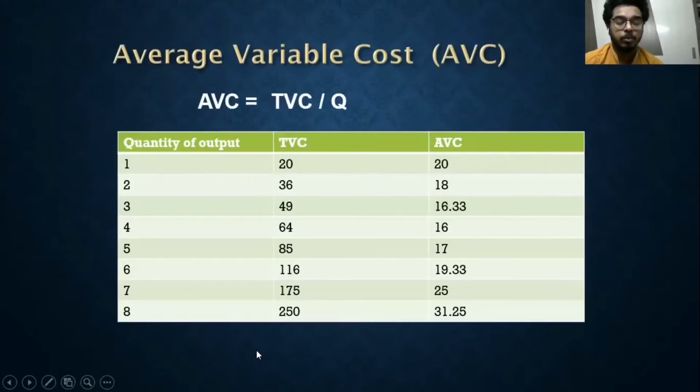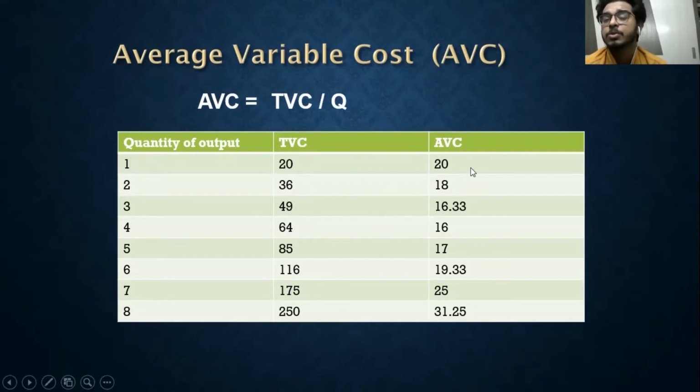All right. We can also look at this diagram over here. Initially it is increasing at a decreasing rate. With one unit my total variable cost is 20, with two units 36, three units 49. So how much is it increasing by? First 16, then 13, then 15, then suddenly 21. So initially it is increasing at a decreasing rate, 16 and 13. Then it started increasing at an increasing rate, 15, then 21, then 31, and so on.